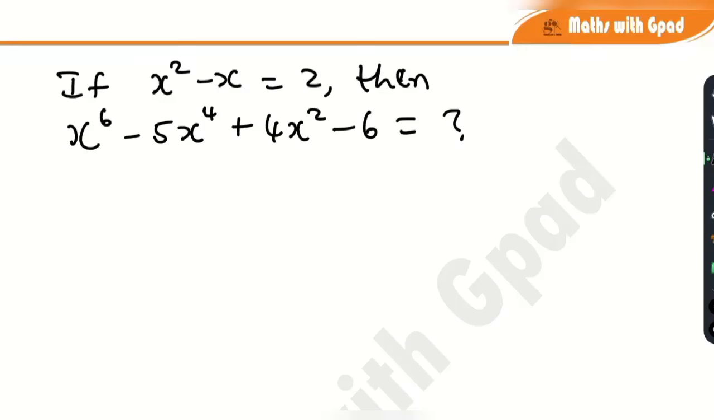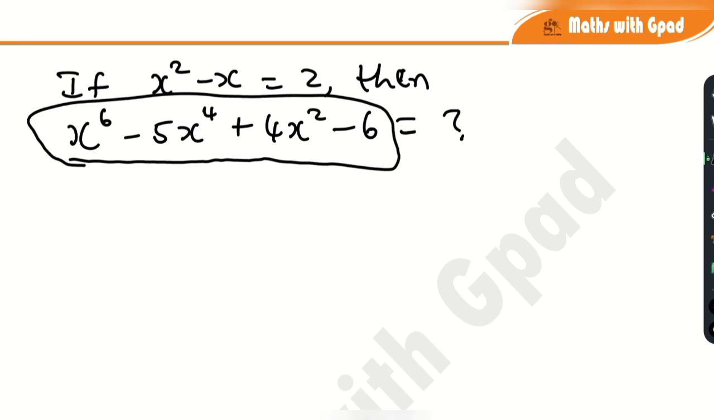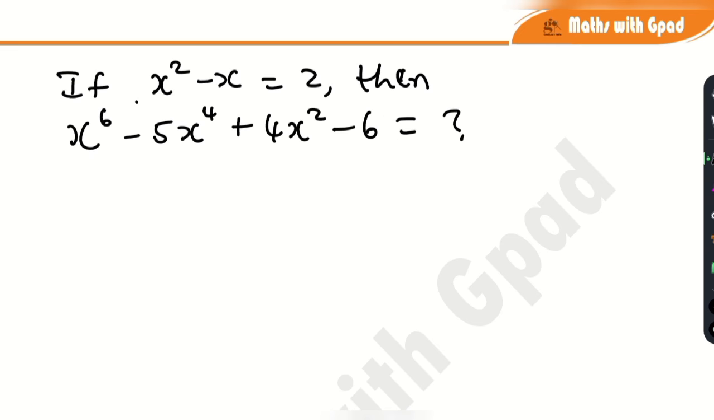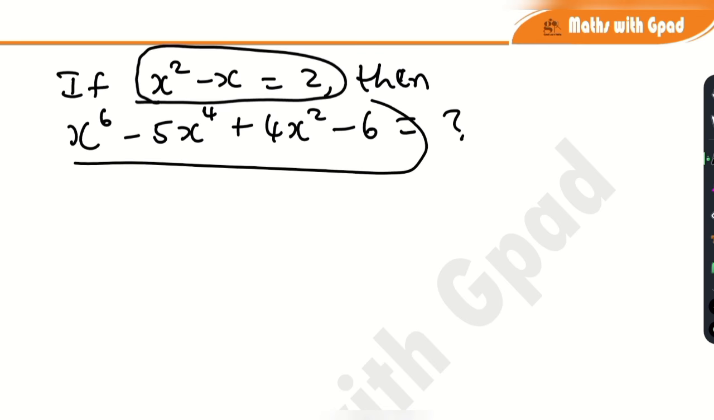In this video, I'm going to be working out this. What we have here is x raised to power 6 minus 5x raised to power 4 plus 4x squared minus 6. We want to get the value of this expression. But we're also told that x squared minus x is equal to 2. So we're going to be using this equation to get the value of this expression.